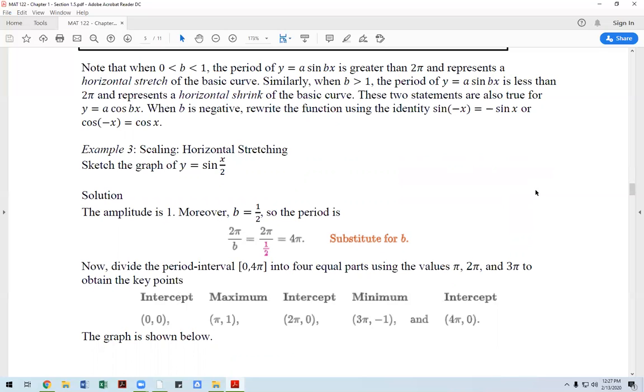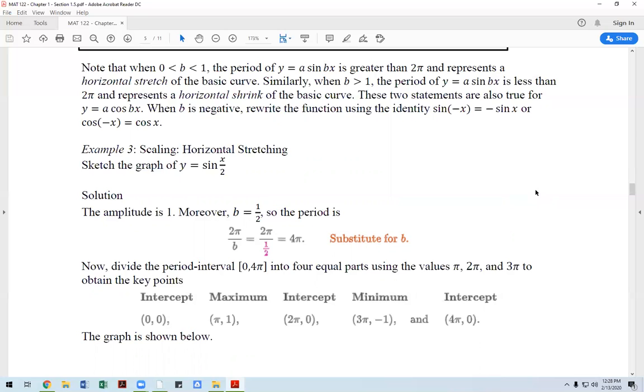So since b is 1/2, you are trying to figure out what the period of this function is. That's where you take 2 pi divided by b, 2 pi divided by 1/2. You invert that 1/2 and multiply by 2, right? So that's where you're getting that 4 pi from. So this is what they were talking about. If your value of b is between 0 and 1, the period of your function increases, which also means that these values are actually going to change now, right? Because your period has changed. So your maximum, minimum, your key points are going to change.